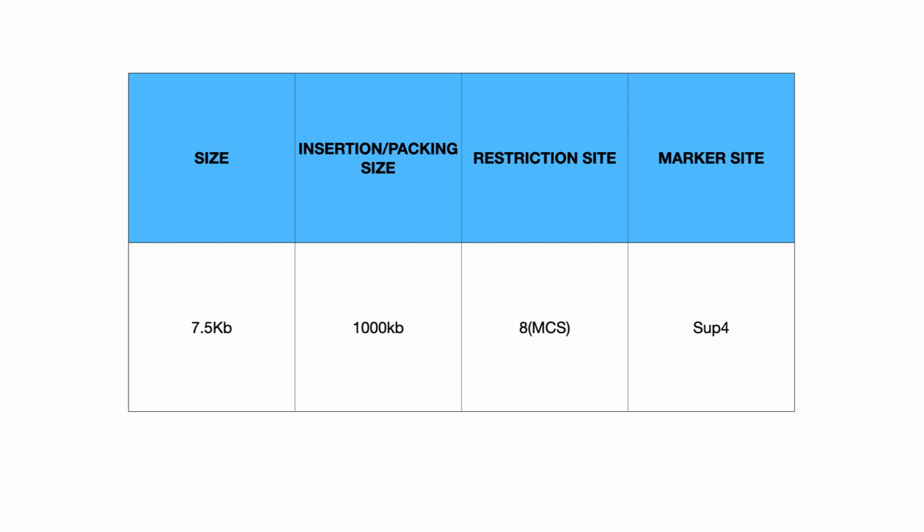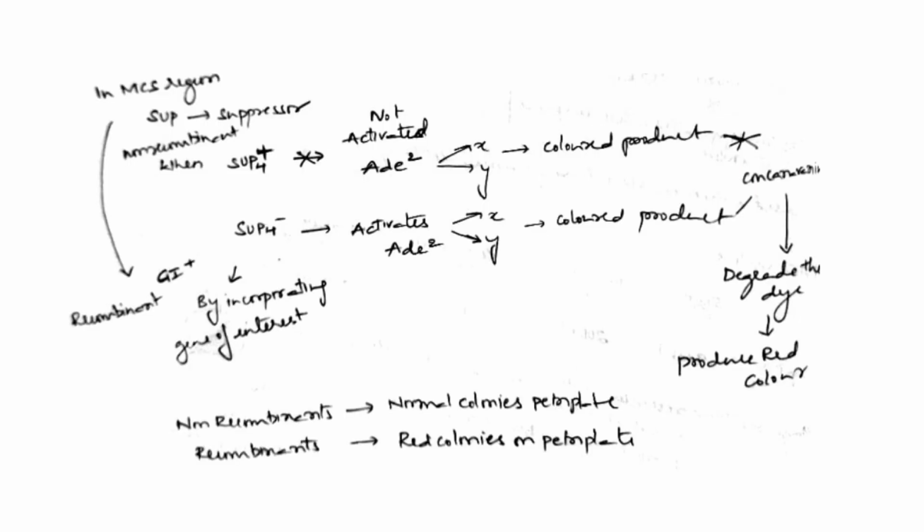It has 8 restriction sites, MCS, and one marker site, that is SUP4. SUP4 is a suppressor. So when the gene of interest is not incorporated, then the suppressor 4 is active and it suppresses the ADE activity. But if the gene of interest is present, then the suppressor 4 is inactivated, so the activation of ADE takes place and a colored product is formed.